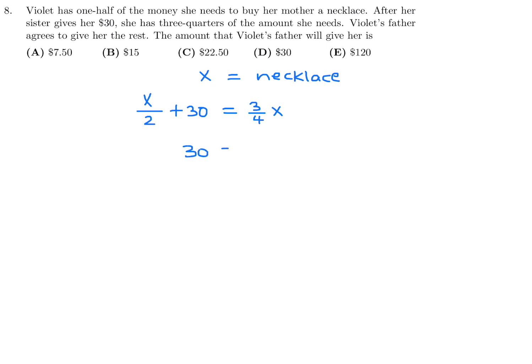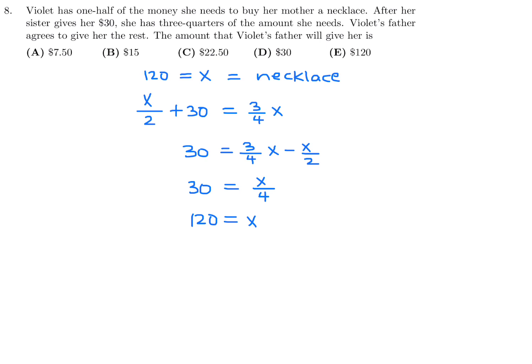So that means 30 is equal to 3/4 x minus x over 2. So that means this is going to be x over 4. And therefore x is 120. So 120 is the cost of the necklace.